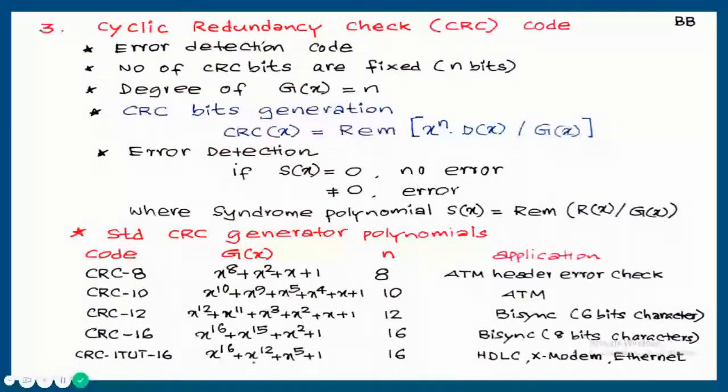So CRC codes are used for error detection. That means the same cyclic code is used for error detection, then it will be CRC. That is written here. The first point, it's an error detection code. Number of CRC bits are fixed. I'm writing the number n. CRC is never written as n comma k.